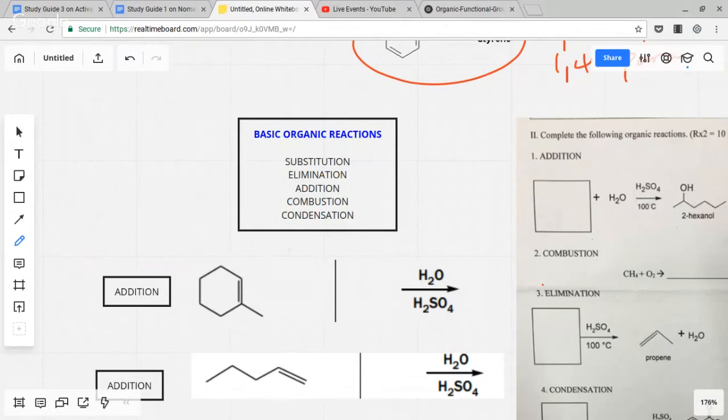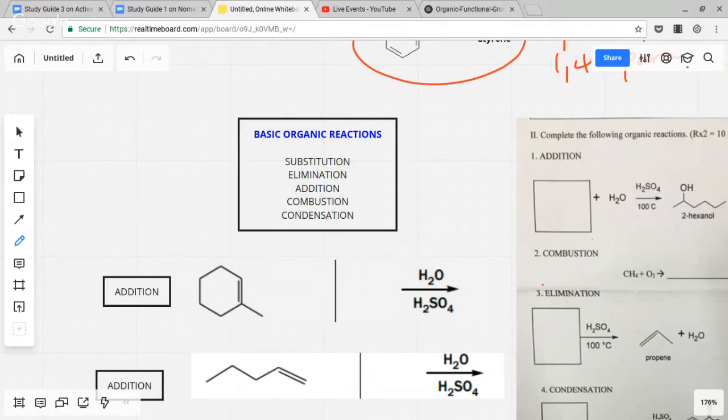Okay, so substitution, the word itself will tell you that it's substitution because you need to substitute something for you to be able to take place the spot of an element. Elimination, on the other hand, is really completely eliminate and nothing substitutes the location of that element. So everything is eliminated, something goes out, and nothing replaces that. If something replaces that, then it becomes substitution. Third is addition. So addition is nothing goes out, but something's going to be added to it. So remember that addition and elimination are opposite reactions.